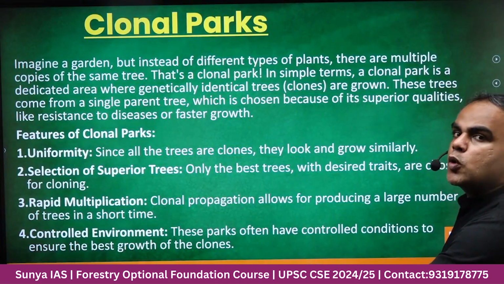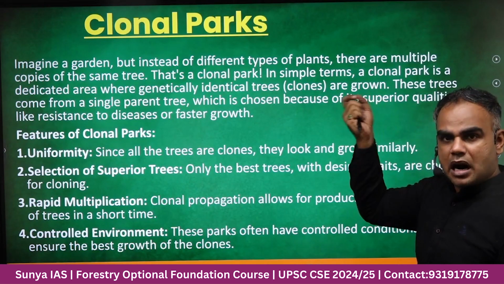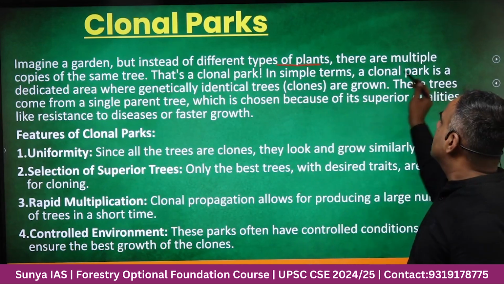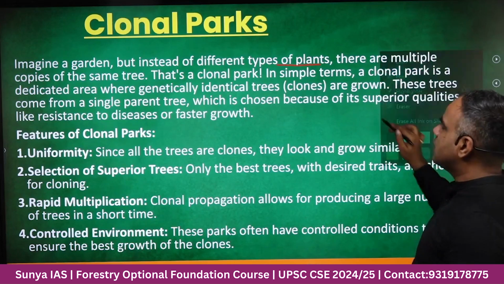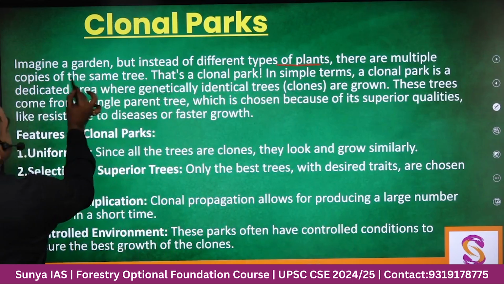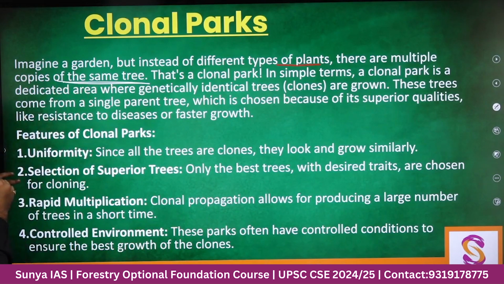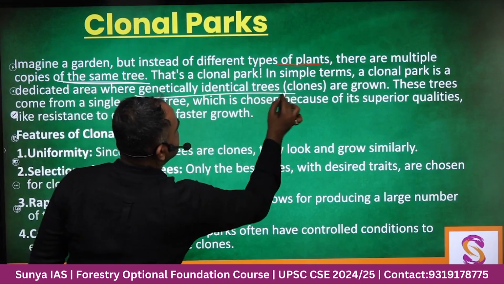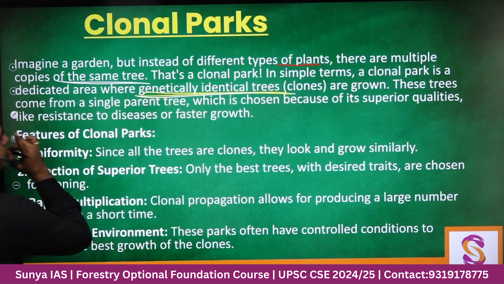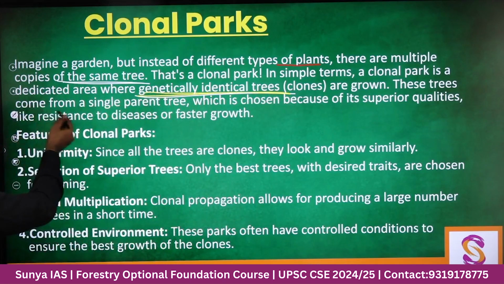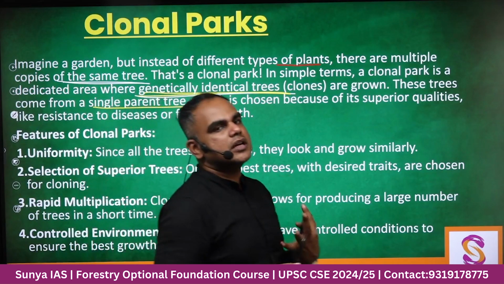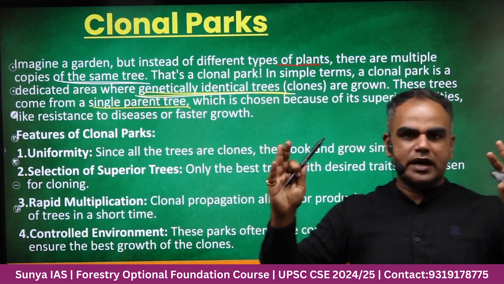So firstly, what is a clonal park? Okay, so here let's say imagine a garden in which instead of different types of plants, you have multiple copies of the same tree. The name is clonal park. Okay, so it is basically cloning something. So here remember this has the same tree. Here genetically identical clones of a tree species are grown. This is the whole idea, genetically identical. Okay, and here if you are taking a single parent tree, you are choosing a tree which has very good or superior genetic traits and cloning this out. That is the whole idea.